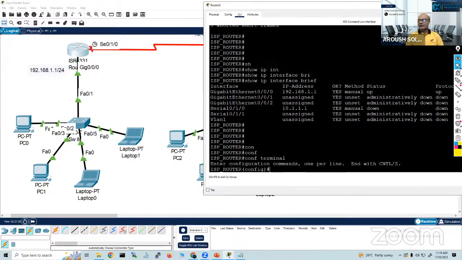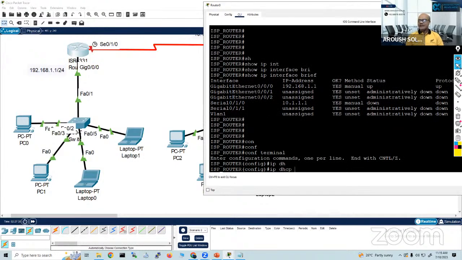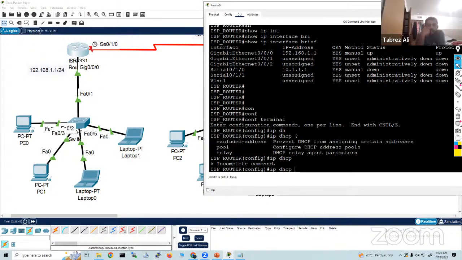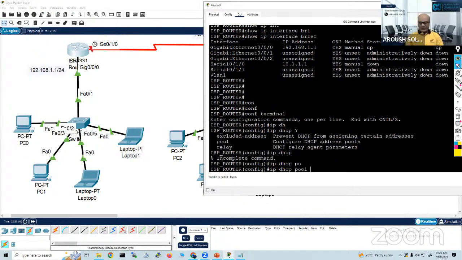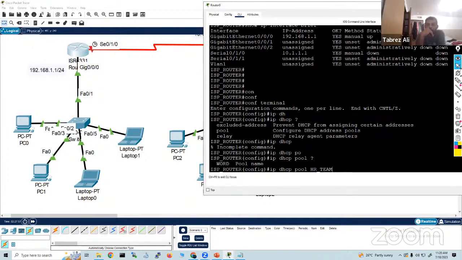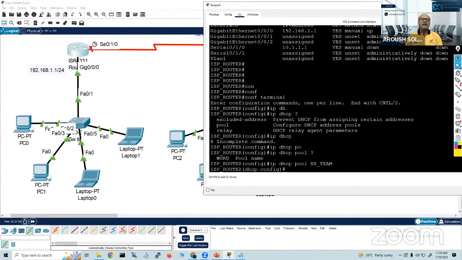So how to configure DHCP? Go to global configuration mode. ip dhcp, give the question mark. Create the pool. We'll create one pool, and then authorize the IP addresses to the users like a laptop or desktop. ip dhcp pool, it's asking the pool name, say HR team, because it's for the HR department.